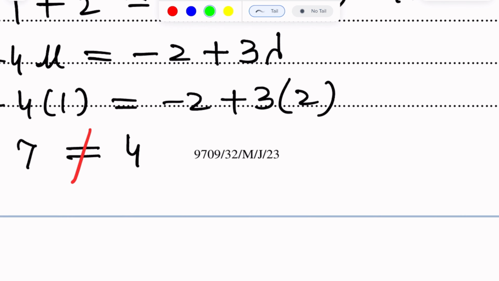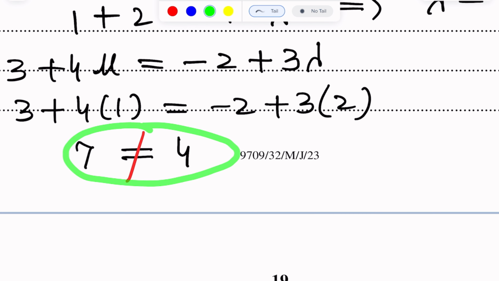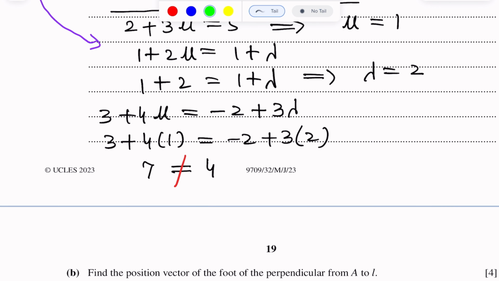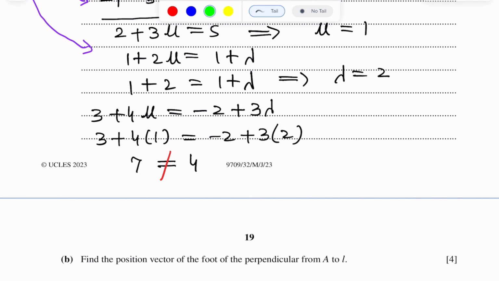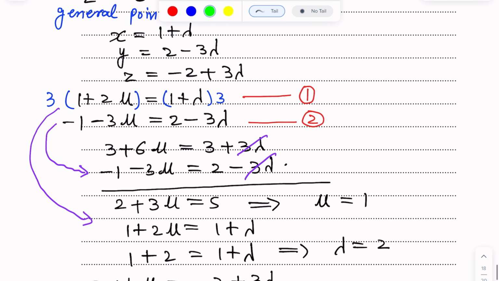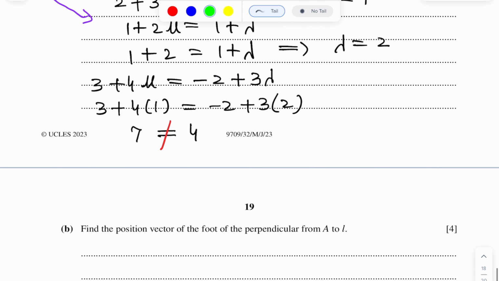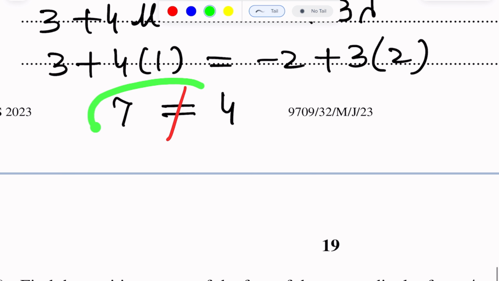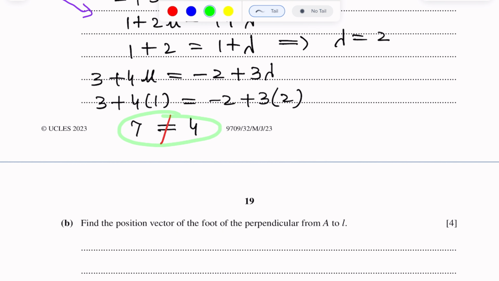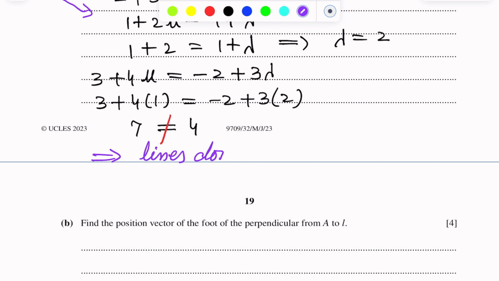Since these values are not equal, we can say that the lines do not intersect, because all the coordinates of both the lines do not coincide. So 7 is not equal to 4. This shows that the lines do not intersect.